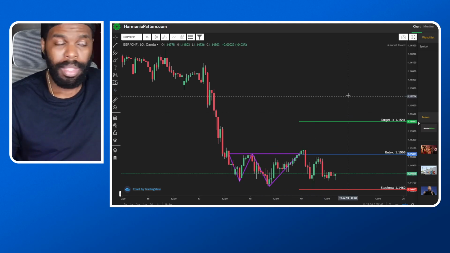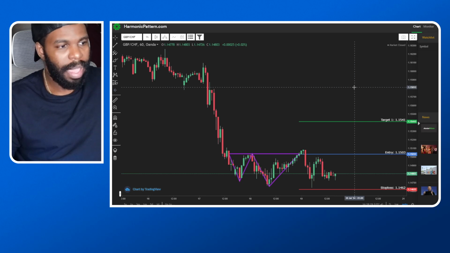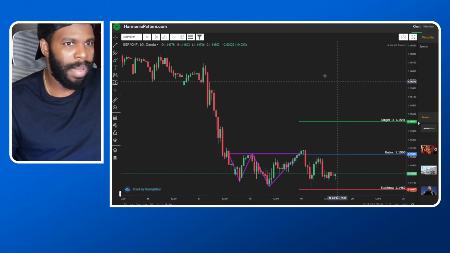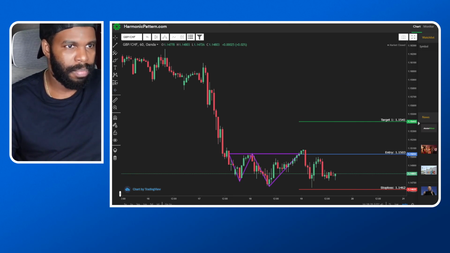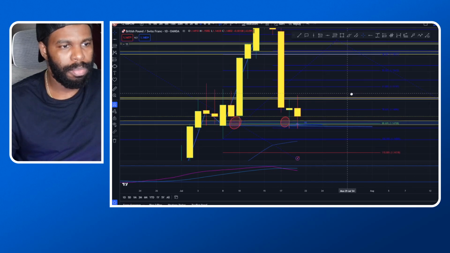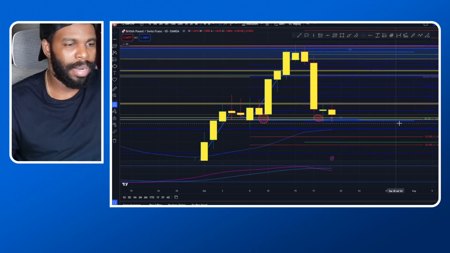So I'm just getting extra. This helps me get extra confluence on top of my technical analysis when it comes to trading. But yeah, you don't need it, but if you want extra confirmation, extra confluence, like I do, this can also help you spot different types of patterns without you having to search for them.